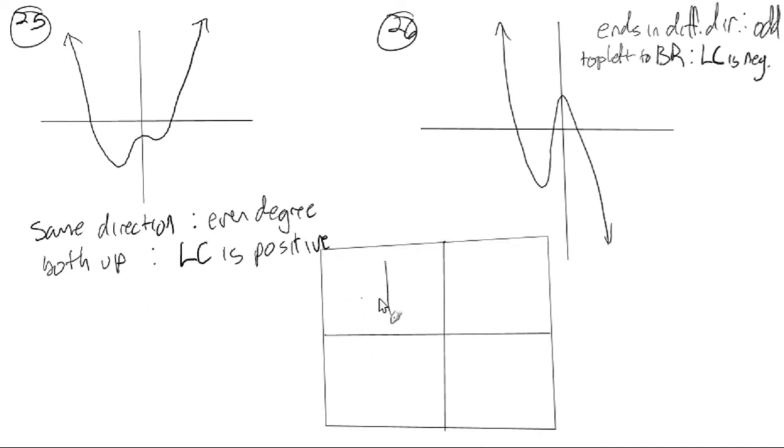Alright, so here is a graph that has both ends pointing up. Both ends going in the same direction, we know that it is an even degree. So if they go in the same direction, it's even degree. Well, what if they both go down? How about if both ends go down?